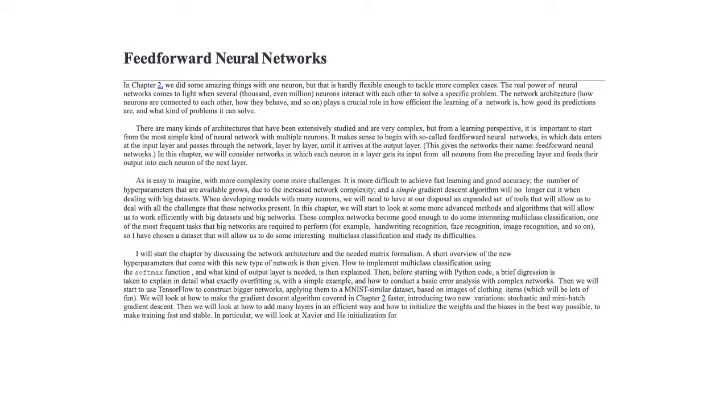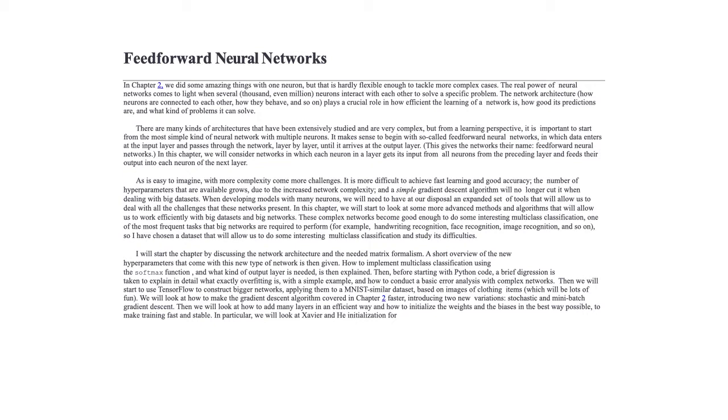These complex networks become good enough to do some interesting multiclass classification, one of the most frequent tasks that big networks are required to perform, for example, handwriting recognition, face recognition, image recognition, and so on. So I have chosen a dataset that will allow us to do some interesting multiclass classification and study its difficulties. I will start the chapter by discussing the network architecture and the needed matrix formalism. A short overview of the new hyperparameters that come with this new type of network is then given. How to implement multiclass classification using the softmax function, and what kind of output layer is needed, is then explained.